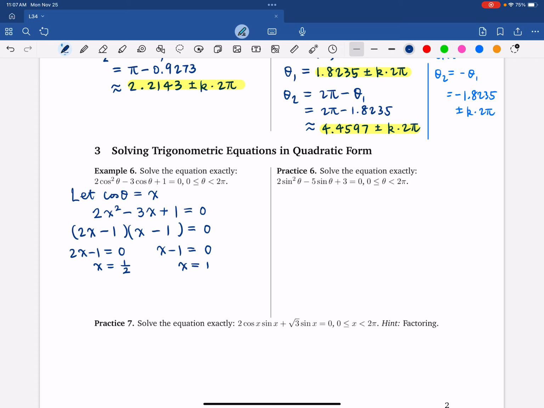Just remember, this is not the final answer because we did a substitution at the beginning right here. So we have to substitute back. That means cosine of theta is 1/2 or cosine of theta is 1. Let's do a graph for each of them. First, cosine of theta is 1/2. So we have a unit circle, and because it's cosine, we're looking at the x-coordinate. The value is 1/2. So we have two solutions right here.